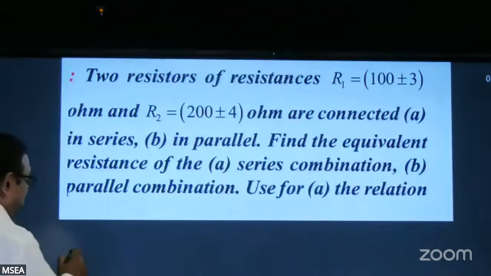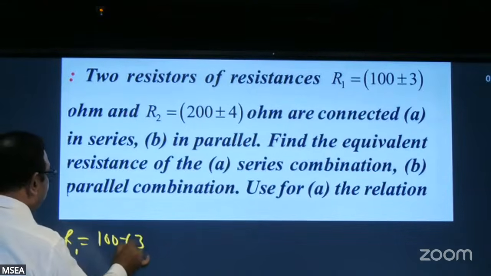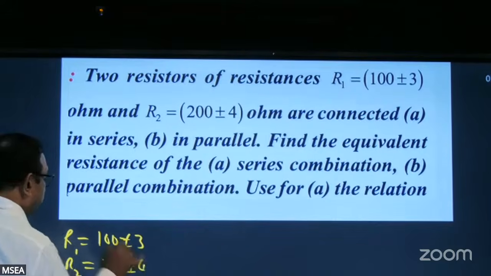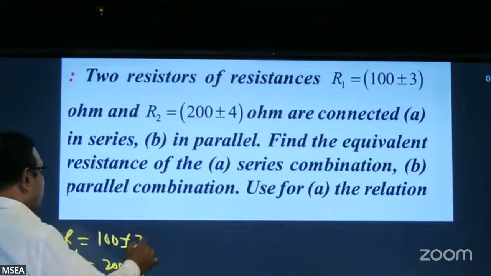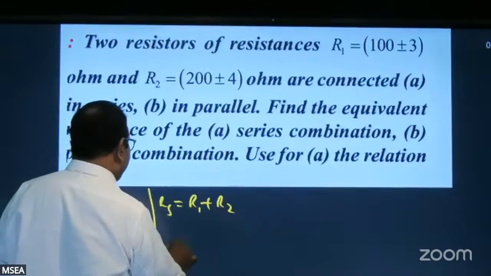It's important, you must remember: R1 is equal to 100 plus or minus 3, and R2 is equal to 200 plus or minus 4. So whenever they ask for the resistance in series, series is nothing but R1 plus R2.